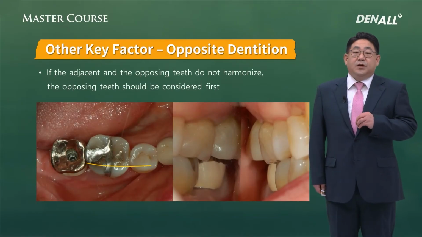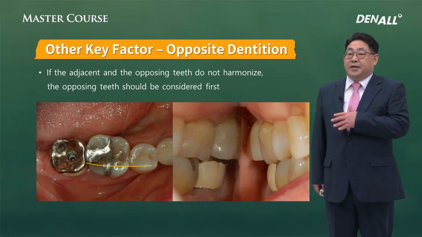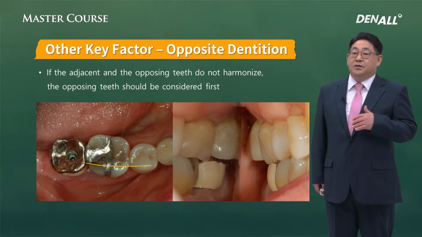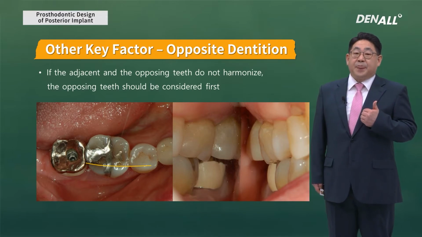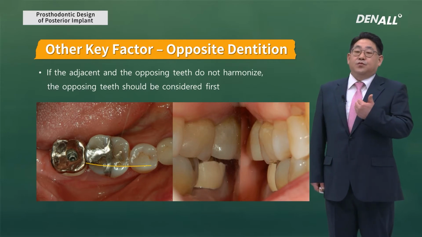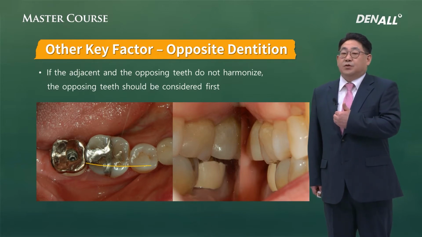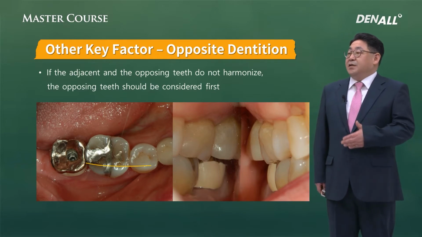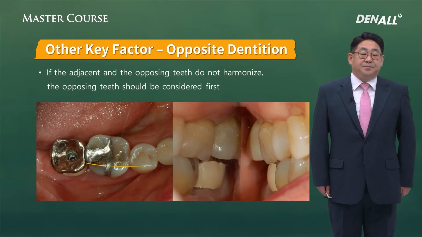If you look at this case, this can be an exception. You can see that bucco-occlusal line angle is not in balance with adjacent tooth. It's slightly buccally inclined. However, if you look at the antagonist, it is also buccally inclined. In this case, you need to consider the antagonist position first. If you ignore this, the patient may bite on tongue or buccomucosal linea alba.